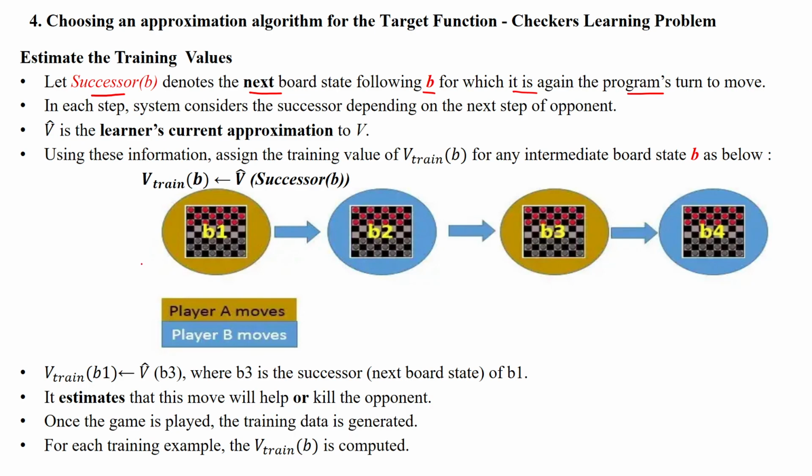That means if player 1 is moving one step, then player 2 will move one step. Then based upon this feedback, that means based upon the movement of player B, player A will again start its move. So here the system considers the successor, that means the next step based upon the opponent's move. So here V cap represents the learner's current approximation to the target function V. Using this information, assign the training value V train of B for any intermediate board state as given below.